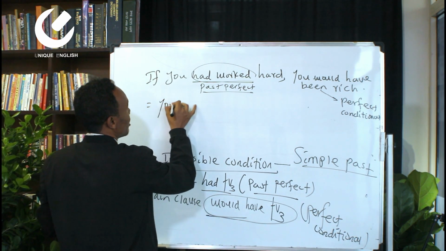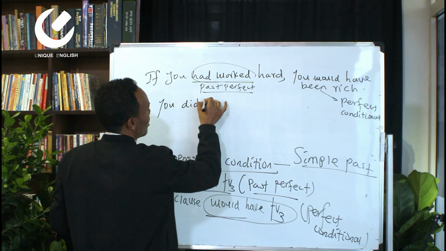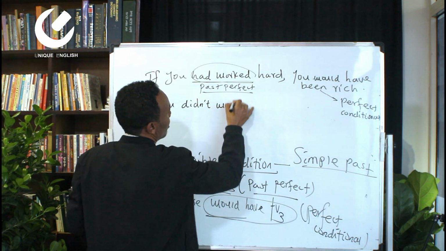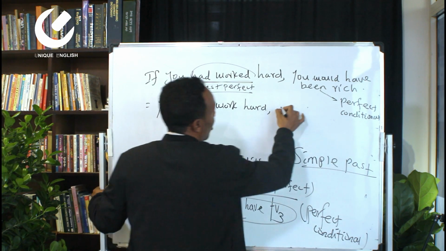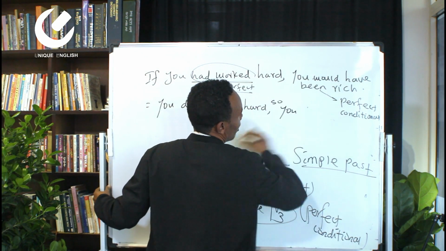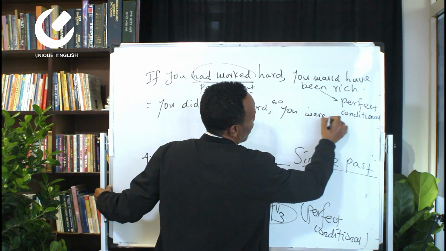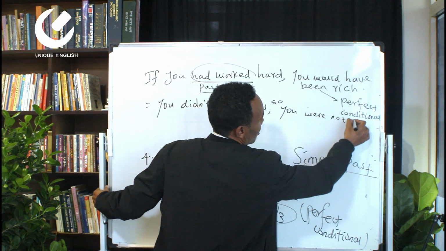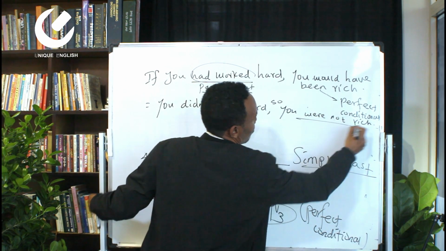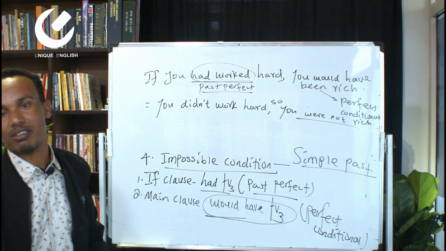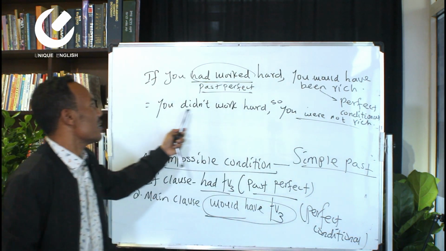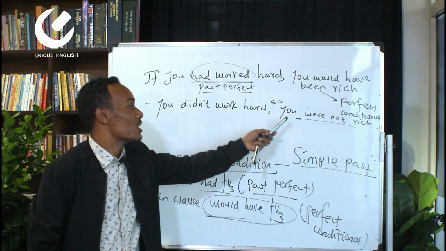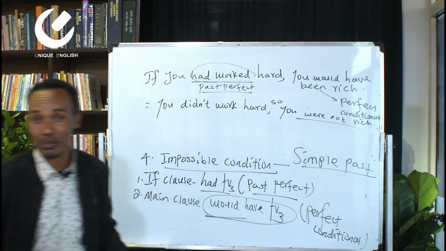You see, you didn't work hard, you didn't work hard, so you were not what? You were not what? Rich. So that like this: you didn't work hard, you were not rich. Do you understand me? Yeah.